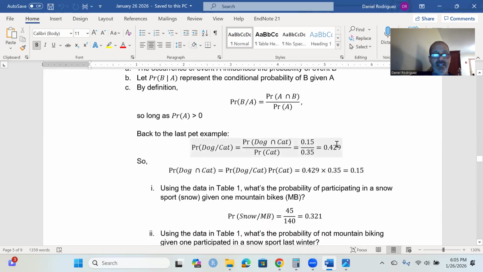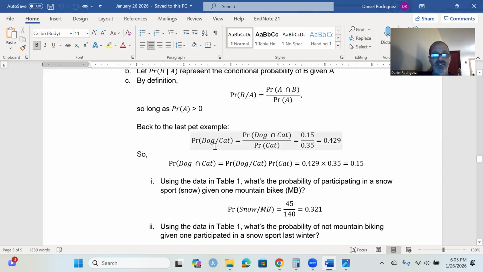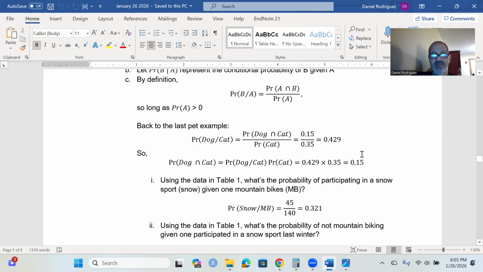Let's go to the last pet example. What's the probability that one owns a dog given one owns a cat? Well, that's the probability that one owns a dog and a cat divided by the probability that one owns a cat. We have all these probabilities here, so we get the conditional probability of owning a dog given one owns a cat is 0.429.